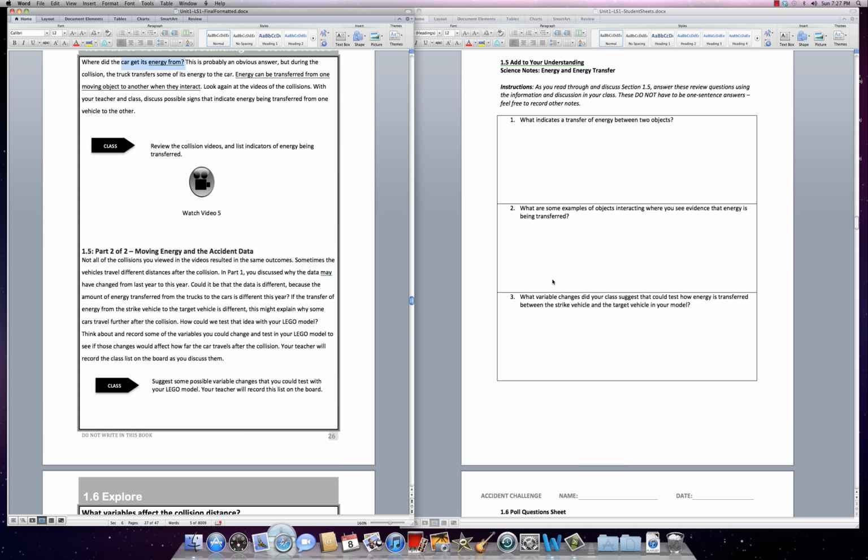The third question talks about what variable changes your class suggested that they could test how energy is transferred between a strike and target vehicle in your model. Now in 1-6 they will be testing mass and speed. However, this again should be really elicited from the students, so there might be other variable changes that would occur. As a teacher, you might want to start questioning your students and say, what do you think would happen though if a Mack truck hit that little convertible at the intersection? Do you think it would go further or not? So you might want to give some leading questions.